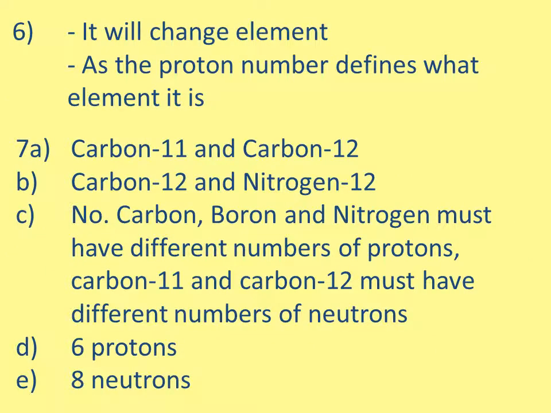Question 6. What happens to an atom if it loses a proton? It will change element. Now you can see this is worth 2 marks, so you need 2 points. It will change element because the proton number defines what the element is. As soon as carbon gains or loses a proton, then it's not carbon anymore. It's the proton number that defines the element. And we looked earlier and said the number of protons must equal the number of electrons because they must be neutral overall.